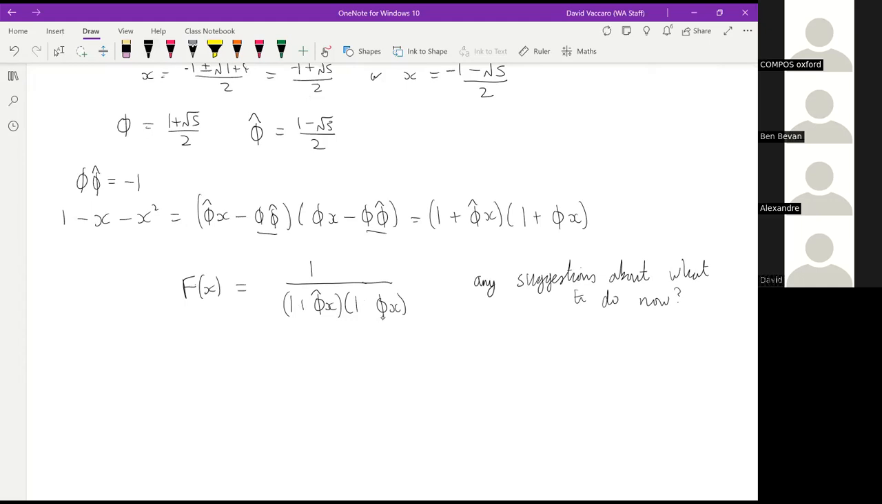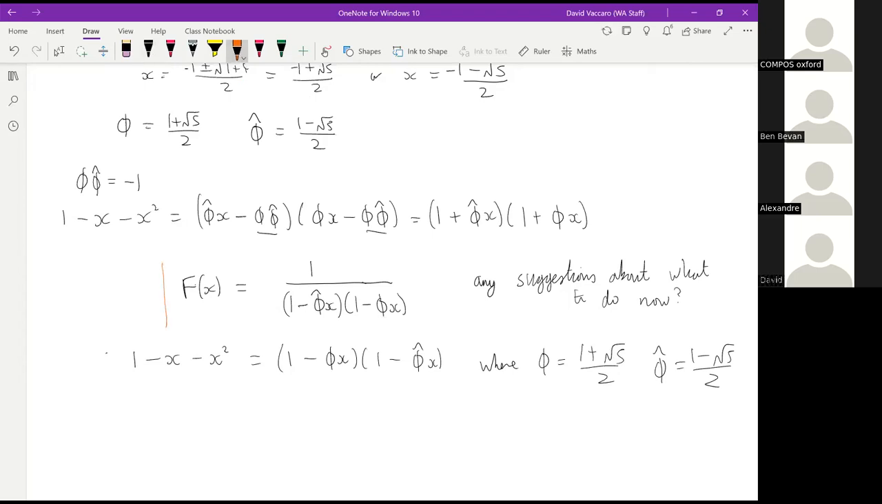Okay, so I think you just need to take on trust that 1 minus x squared is 1 minus phi x times 1 minus phi hat x, where phi and phi hat are the roots. Specifically, phi is 1 plus root 5 over 2, and phi hat is 1 minus root 5 over 2.